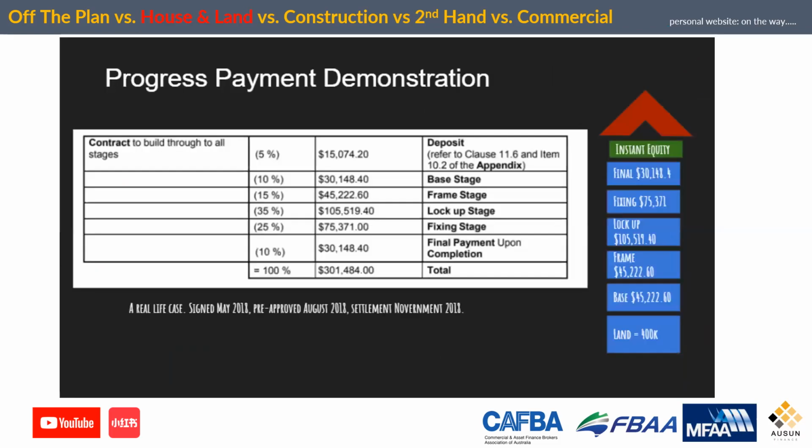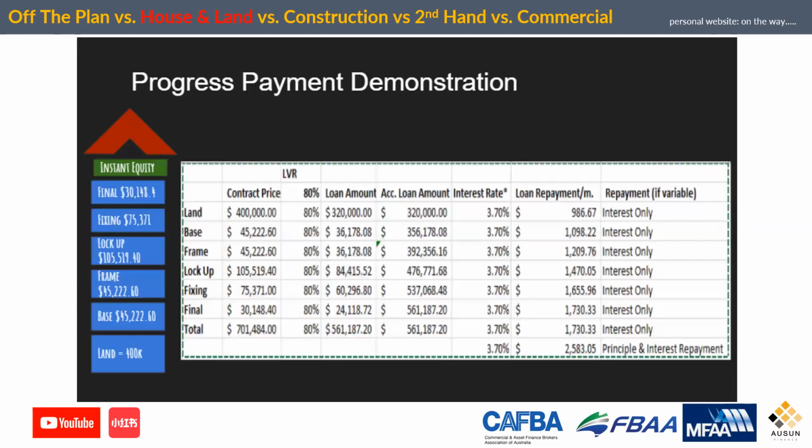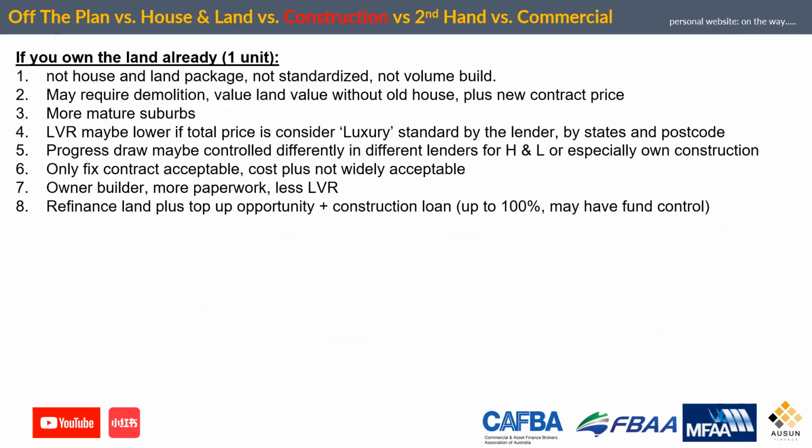So you can see the progress payments at different stages of progress. Very clear picture. During your progress payment, it is actually interest only repayment, all the way until it's complete, and then it turns into principal and interest, if your initial option is principal plus interest. And this is a demonstration of how the interest builds up, from 900-ish to 2,500-ish when it's complete.